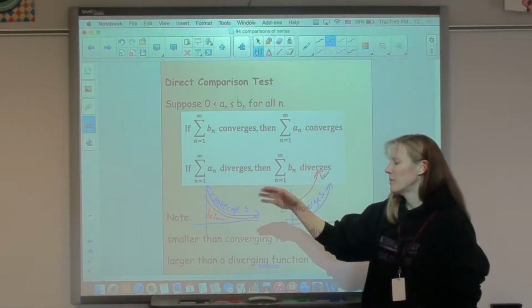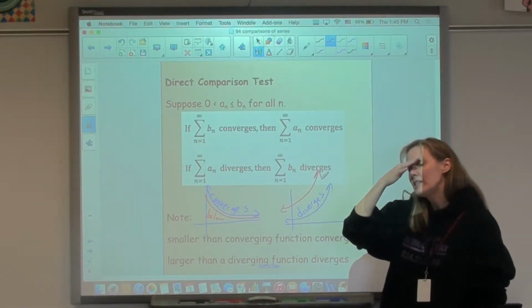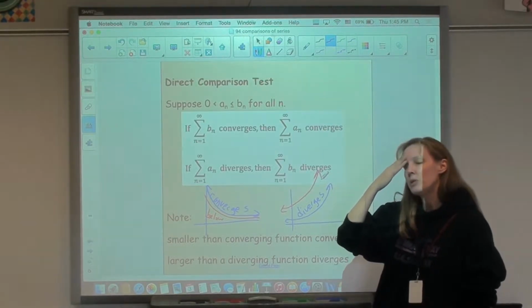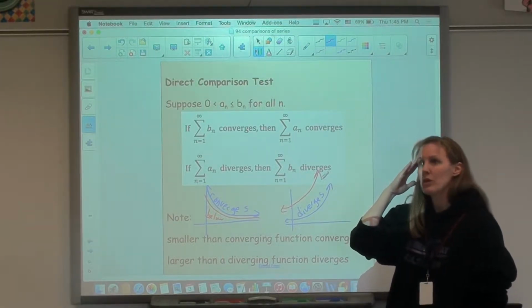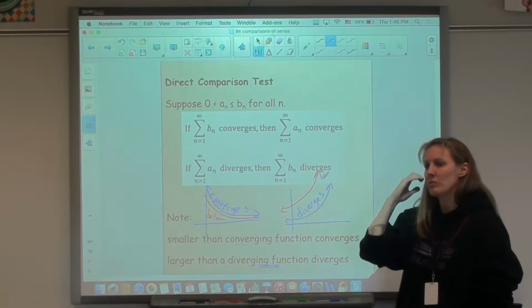But then you just got to remember, all right, so if it's always less, as long as the other one converges, then the one that's below also converges. If it's always bigger, then the smaller one diverges, the bigger one diverges.